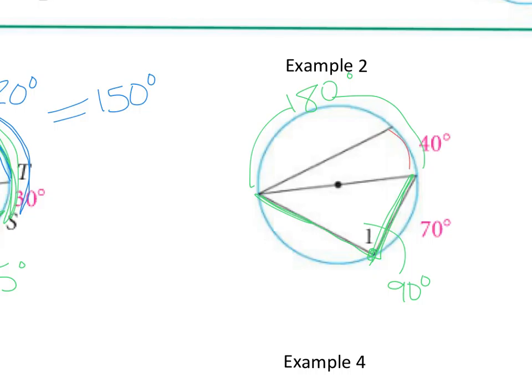Just for practice, we can do that. This is 40 degrees, so this angle is 20 degrees. And this arc is 70 degrees, so this angle is 35 degrees because it's inscribed.